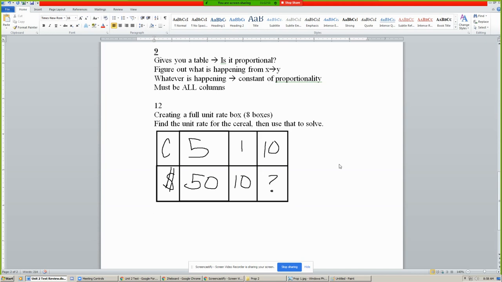It's a pretty straightforward problem compared to some of the ones that we've had. It gives you an amount and a number. You're going to need to divide it down to find a unit rate. Then you need to take that unit rate and multiply it out to figure out your solution.